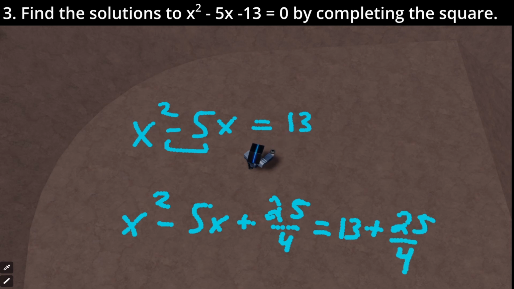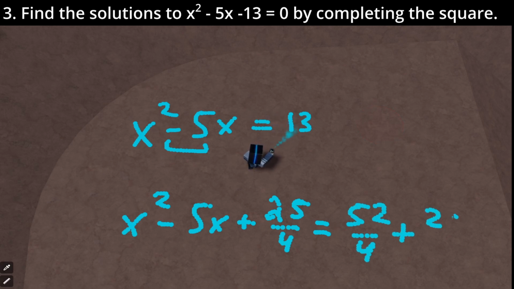Now, I want to turn 13 into something divided by 4 so I can add it to 25 over 4. So 13, that's the same thing as just 52 divided by 4. And you can get that numerator by simply multiplying 13 by 4. So I'm just going to rewrite this. This is equal to 52 over 4 plus 25 over 4. And 52 plus 25 is 77. So this is all just 77 over 4.